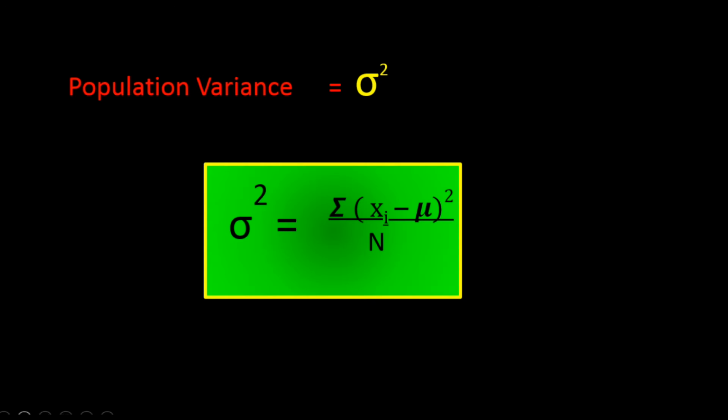This means we sum up what is in parentheses, and that is each and every x sub i, or in other words, each and every data value minus mu, the population mean. After all these values are subtracted from the mean and squared, they are summed and then divided by big N, the population size.